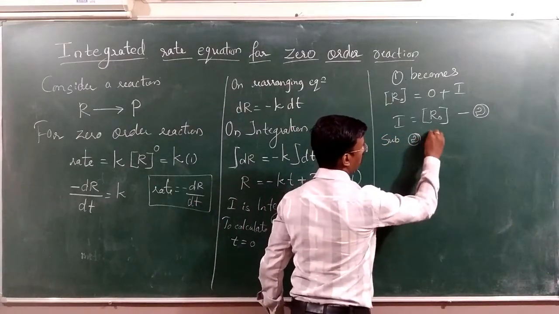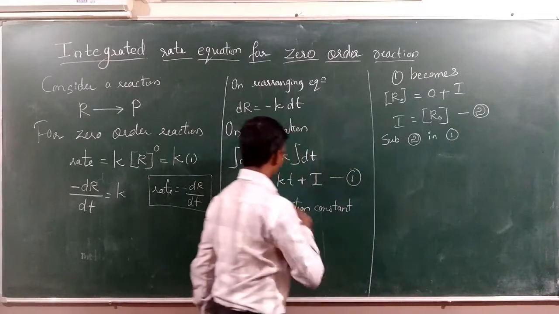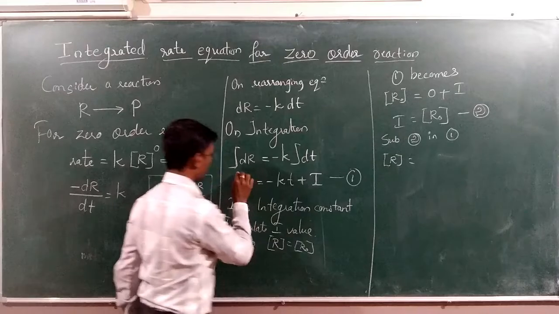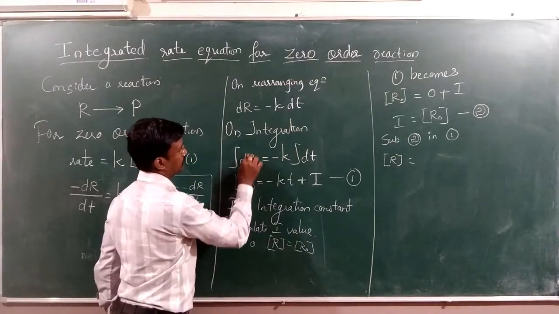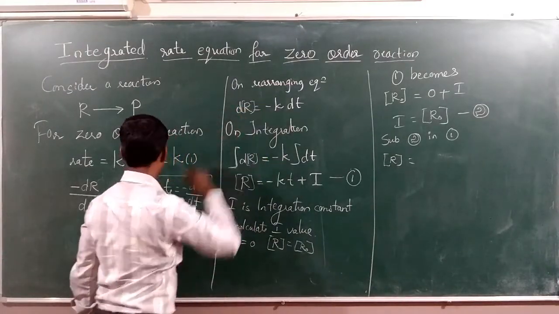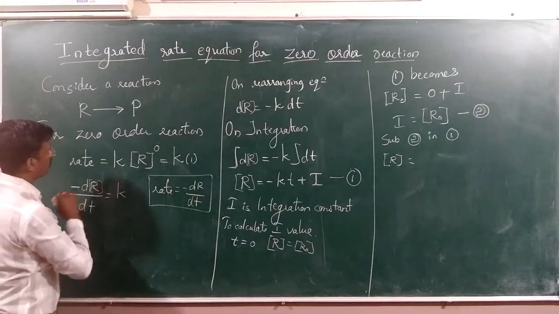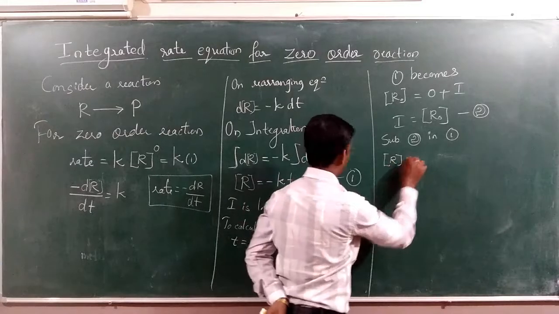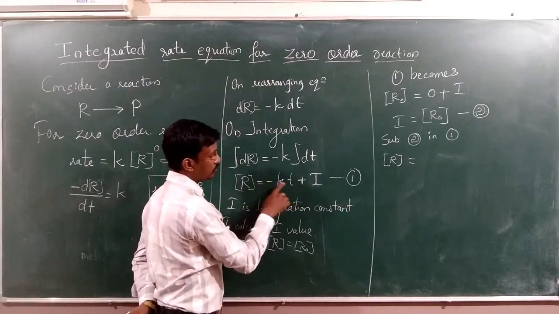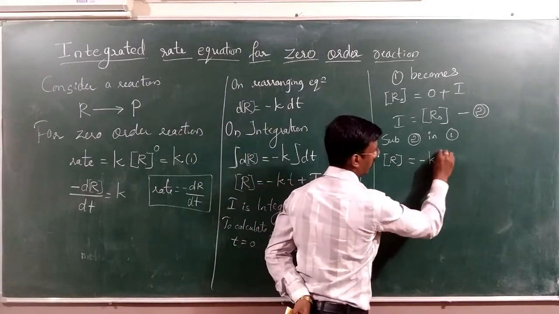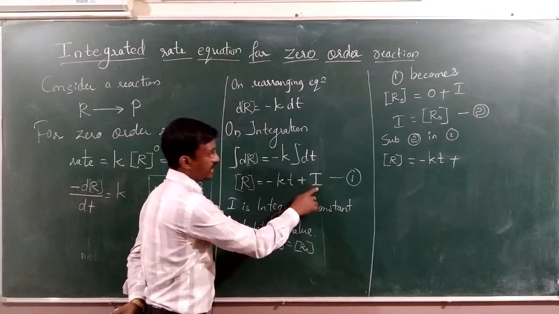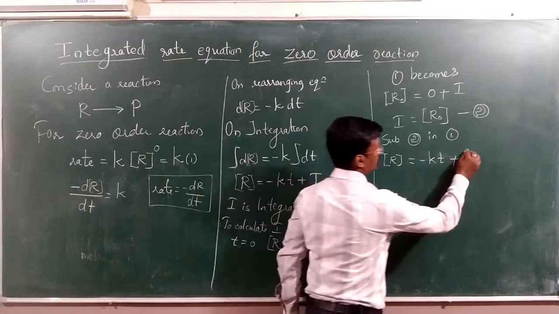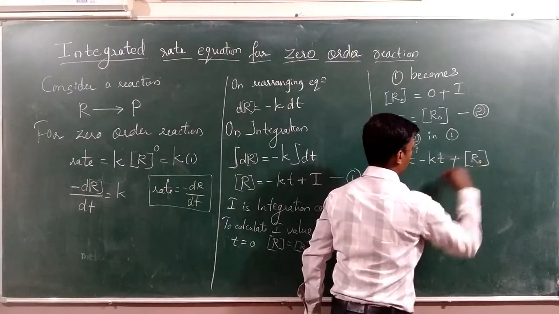By substituting equation number 2 in equation number 1, we get R is equal to, as it is, we have to take the R everywhere as the concentration of R. If it is not written, there is no problem. But in the final equation, we have to write concentration of R is equal to minus K into T plus I. I is equal to R naught. Therefore, R naught.